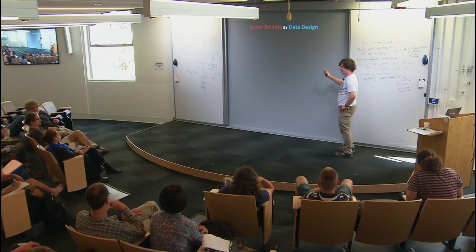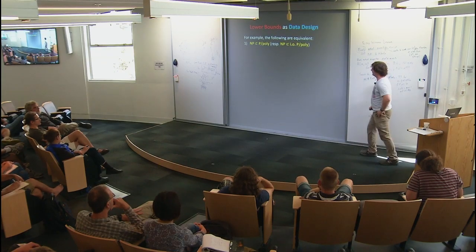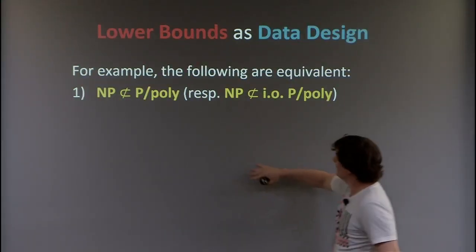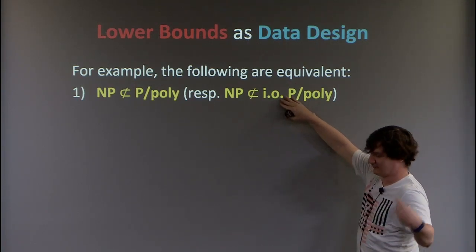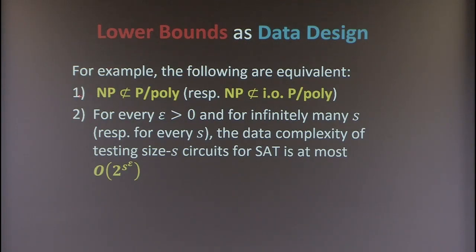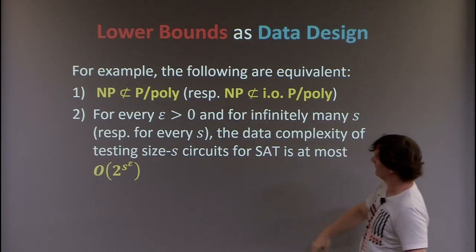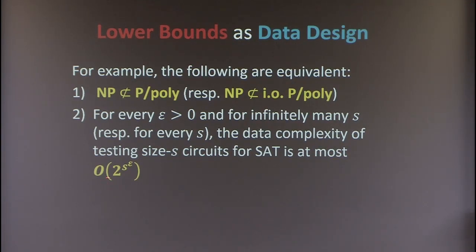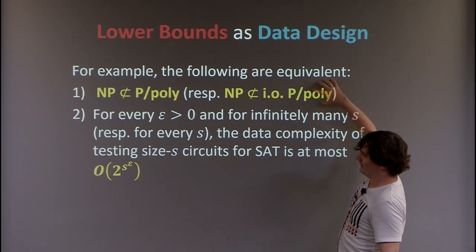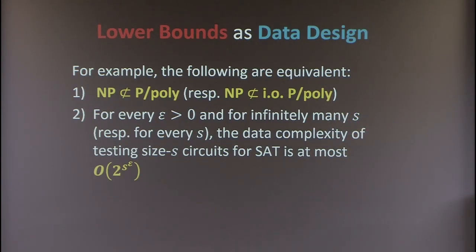So I have this example, and then I'll say a little more. The following things are equivalent. NP is not in NP/poly, or maybe NP is not in infinitely-often NP/poly. So not even for infinitely many input lengths can you get a polynomial-sized circuit. This is totally equivalent to saying the following. For every epsilon, and for infinitely many S, or respectively for every S, if you want to prove that lower bound, the data complexity of testing size S circuits for SAT is at most 2 to the S to the epsilon. So proving NP is not in NP/poly is equivalent to proving a sub-exponential upper bound on the data complexity of testing SAT circuits. I give you a circuit of size S. I want to know, does it solve the SAT problem, yes or no? How many examples of Boolean formulas do I need to give it before I can tell you for sure whether or not it computes the SAT problem on that slice? This is sub-exponential if and only if NP is not in NP/poly.